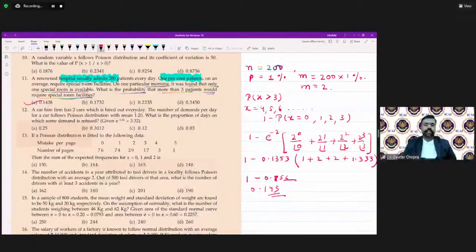Muskan says this chapter is very interesting. Yes, Muskan, this is really interesting. Binomial, Poisson, as well as normal. And tomorrow's part, normal distribution, is more interesting than binomial and Poisson, right?